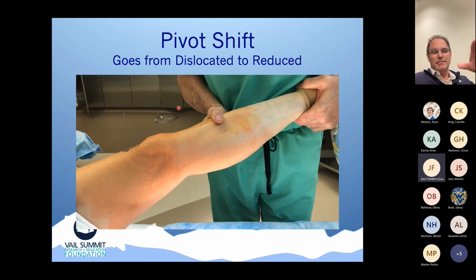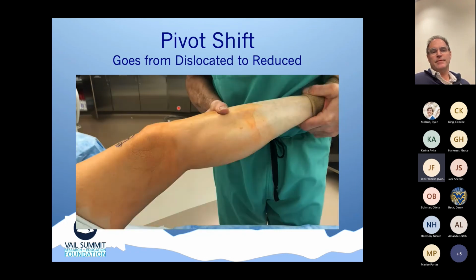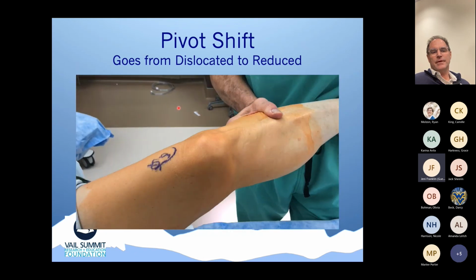Because as you're flexed, the IT band falls below the level of action of the joint. Does that make sense? Again, same thing here.